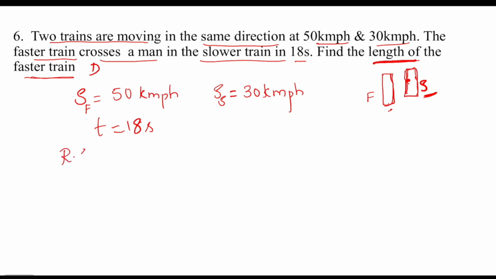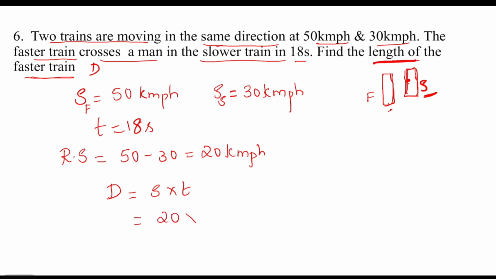So therefore relative speed is equal to, they are moving in same direction. Same direction means the speeds get subtracted. Therefore 50 minus 30, which is equal to 20 km per hour. So relative speed is 20 km per hour and time is 18 seconds. So distance is what? Distance is nothing but speed into time. So distance, speed is how much? 20 km per hour. But time is in seconds, so convert this also in meter per second. So multiply it with 5 by 18 into time is 18 seconds. Okay, so 18 cancels, 20 into 5 is 100 meter. So the distance is 100 meter.